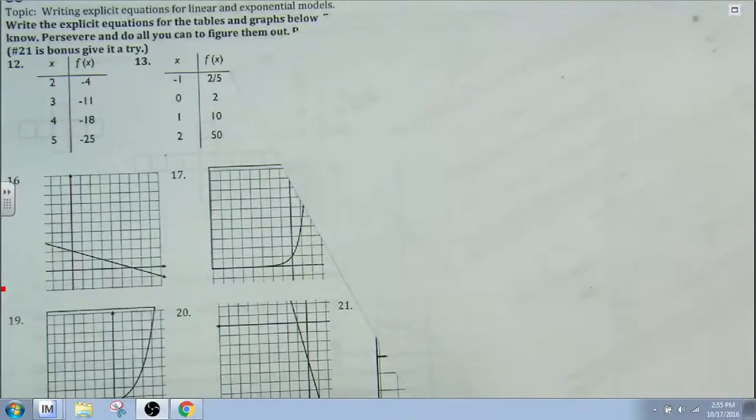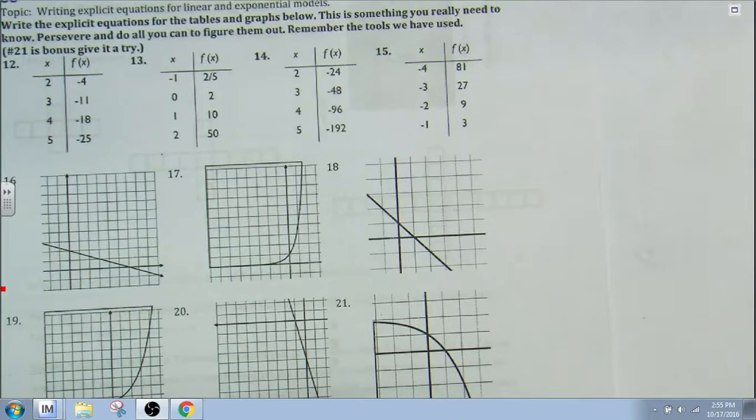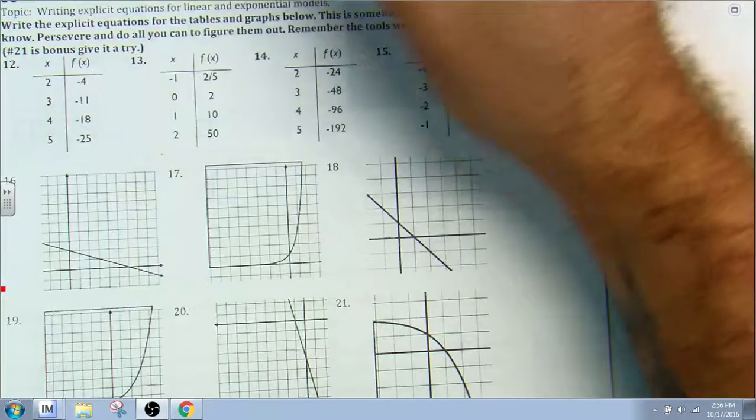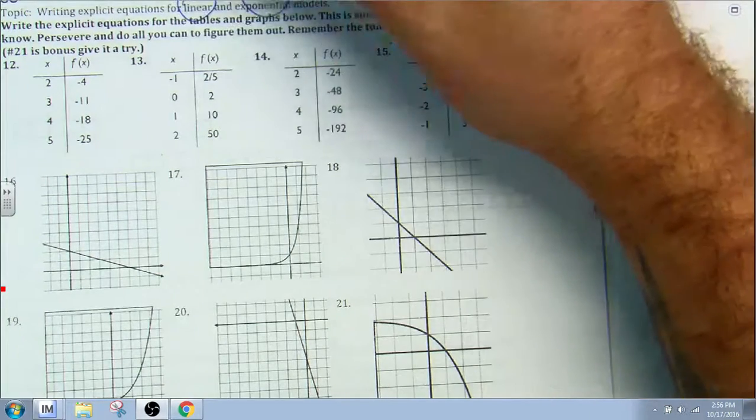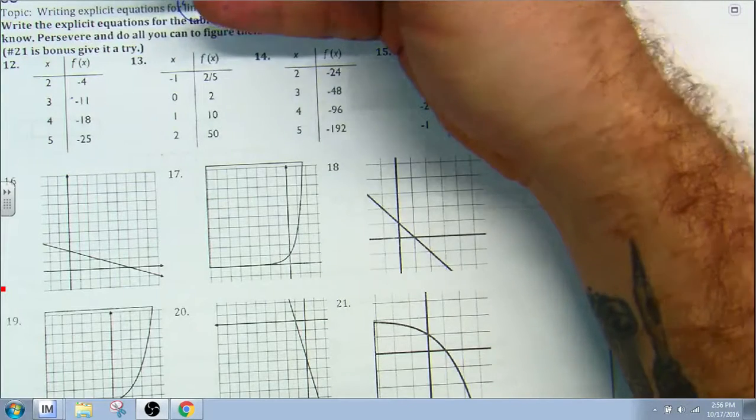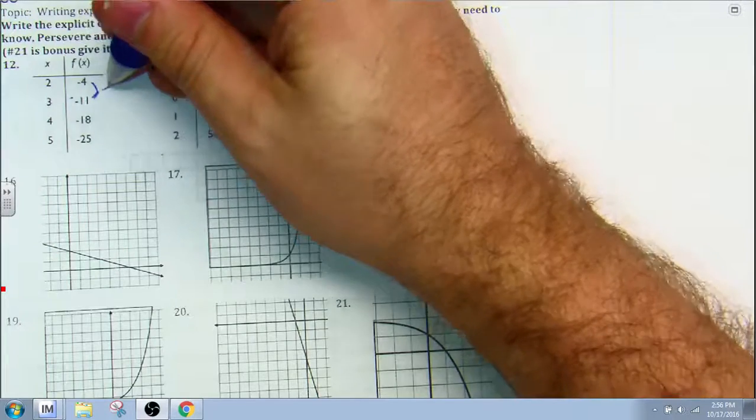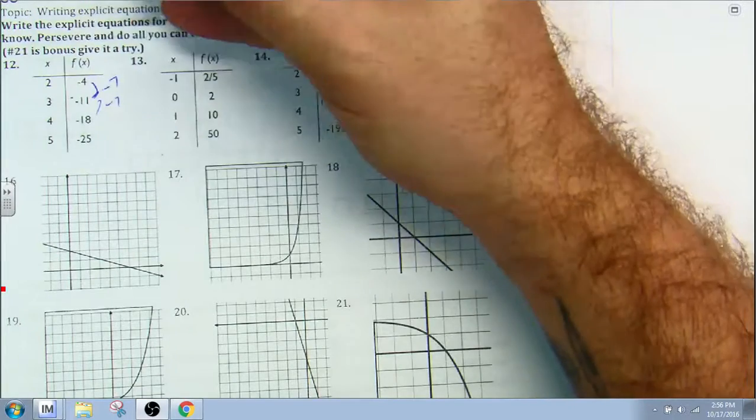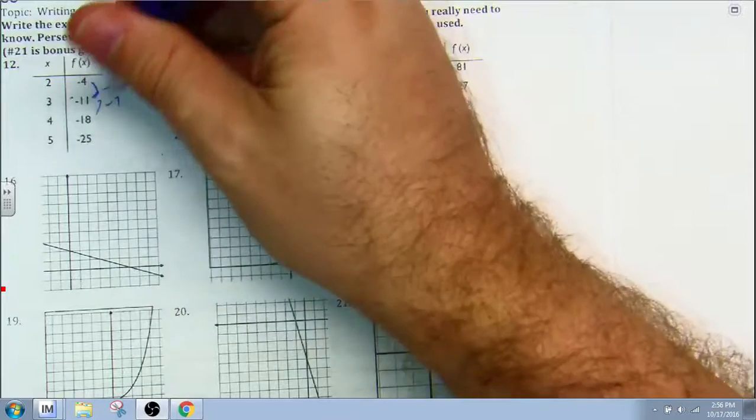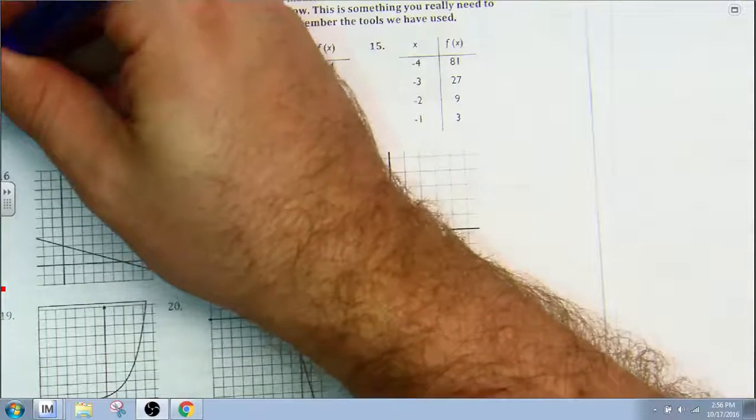And then finally, we're being asked to write explicit equations for linear and exponential models. So what we have to do is figure out whether it's linear or exponential. And here, let's see if this is linear. So this could be a minus 7, minus 7. Okay, this is linear. Great. So I know that my rate of change is negative 7. So y equals negative 7x.